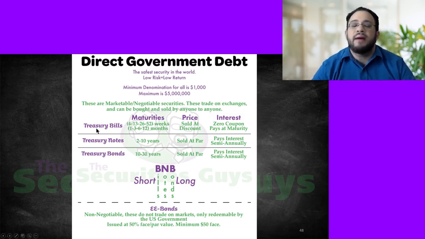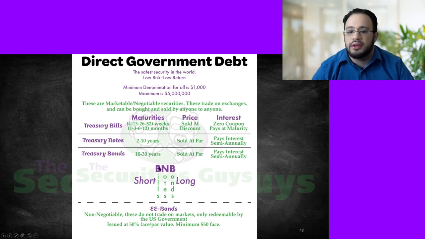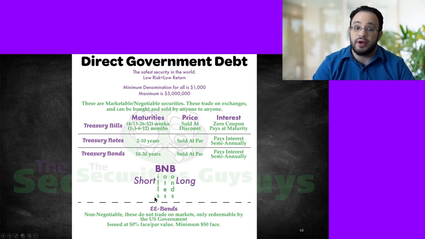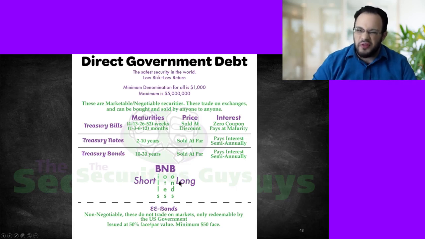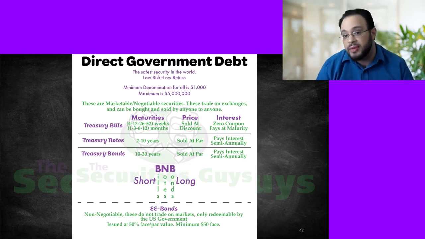You want to remember the order of these. Bills, notes, bonds, BNB. Notes are in the middle. Bills are short-term. Bonds are long-term. You think of bills coming every month, right? We get a phone bill, we get a heating bill, we get a rent bill, we get all the bills each month, short-term. But bonds we sort of think of as a longer-term investment, so maybe that'll help keep them straight.